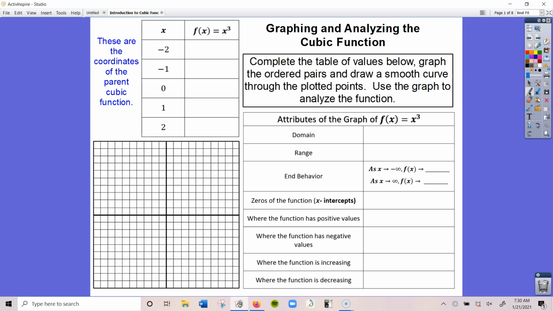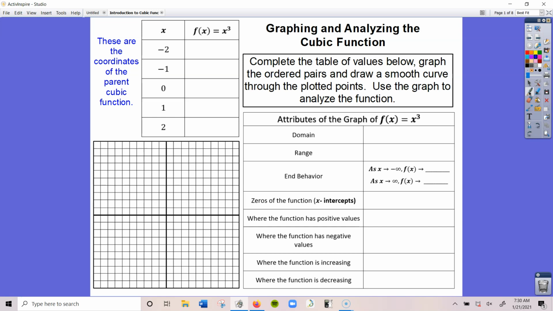Hey guys, today we're going to be learning about cubic functions. Now a cubic function is any equation or function's equation where the highest exponent is to the third. So today we're going to learn how to graph it, how to write the equation of a cubic function based on the graph, and how to solve a cubic equation.